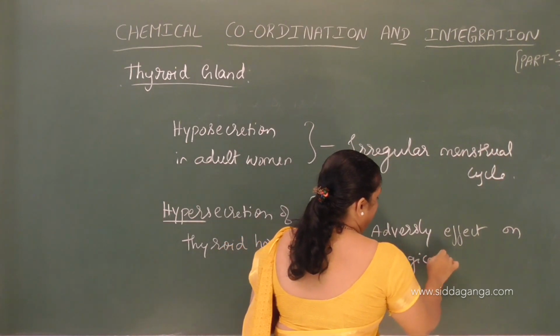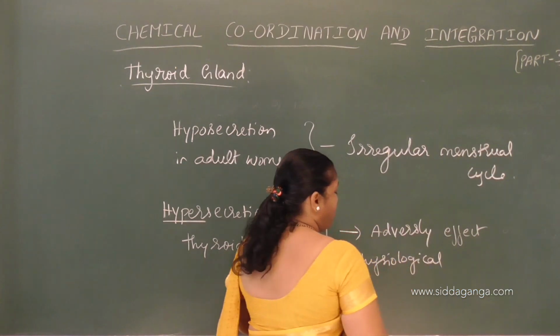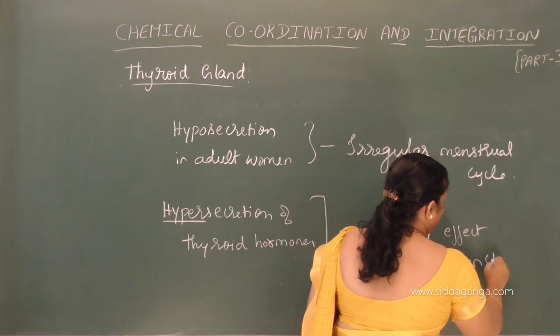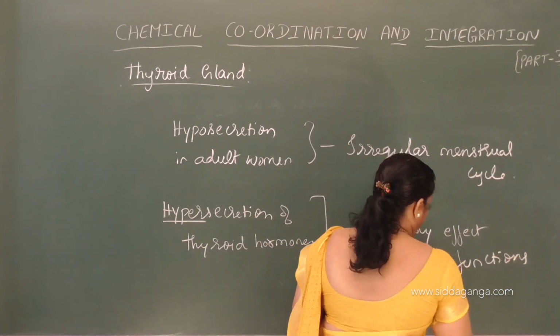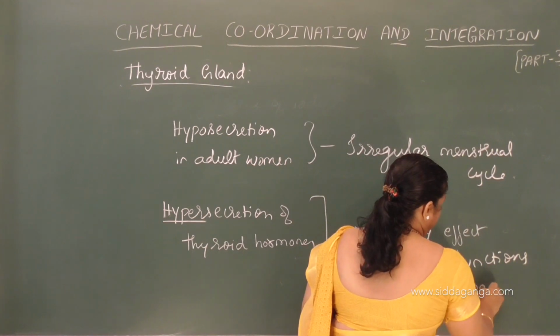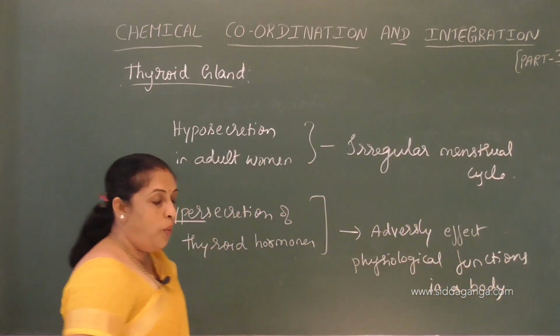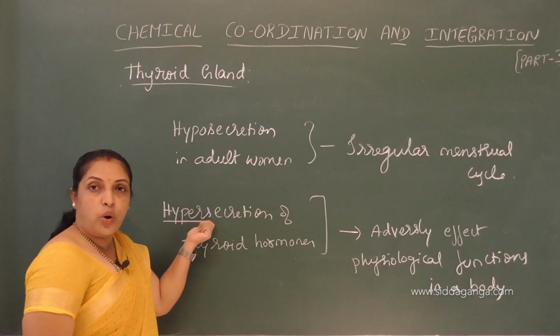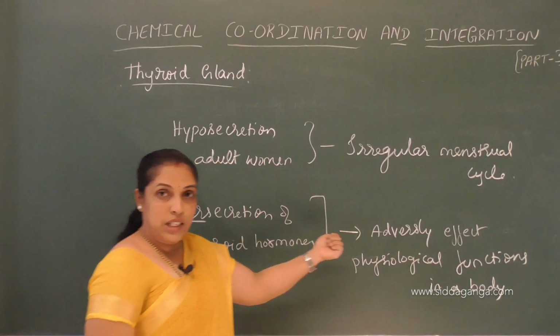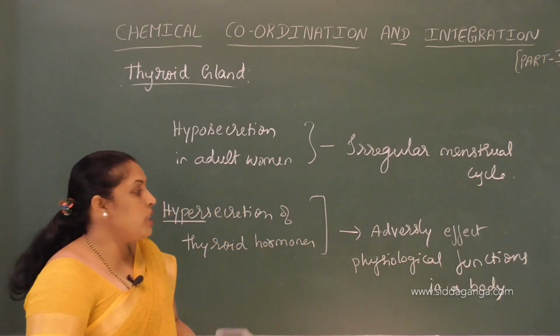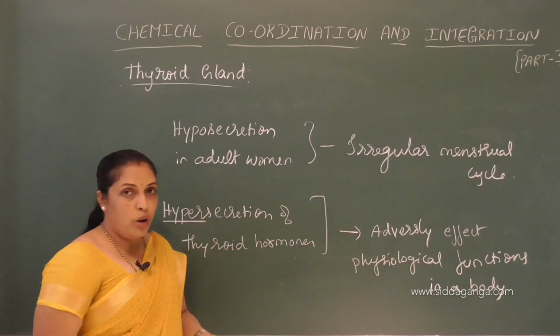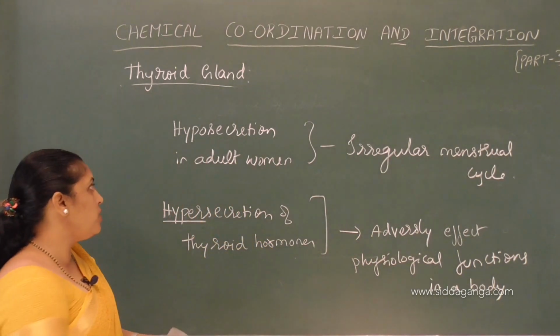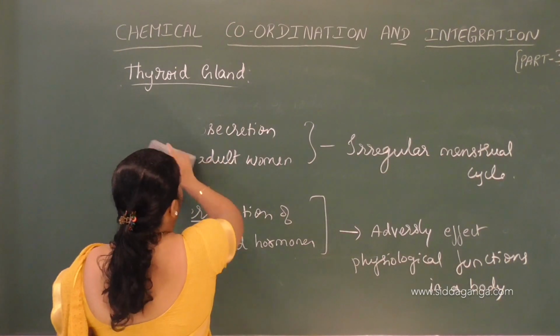physiological functions in a body. So, hyper means increased secretion of thyroid hormones adversely affects physiological functions in our body. Understood? It is about thyroid gland.